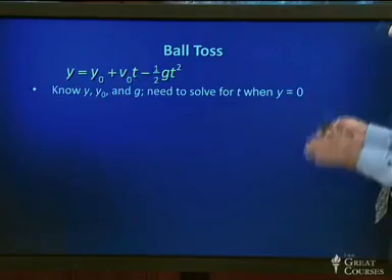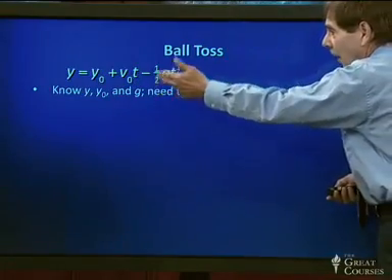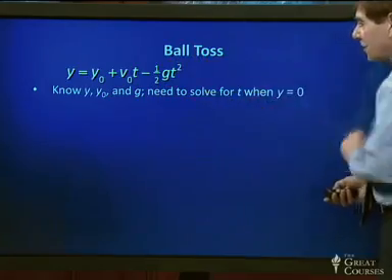Here's our equation. y is y naught plus v naught t plus a half g t squared. We know y, we know y naught, and we know g. We've got to solve for t. So I'll put 0 for y because that's what we want to know. When is it going to be on the ground? When is y going to be 0?